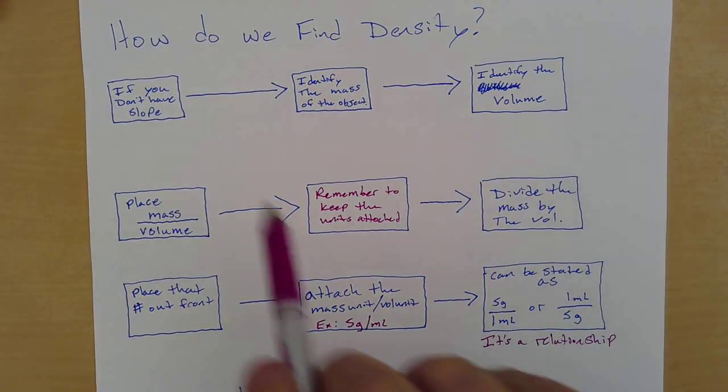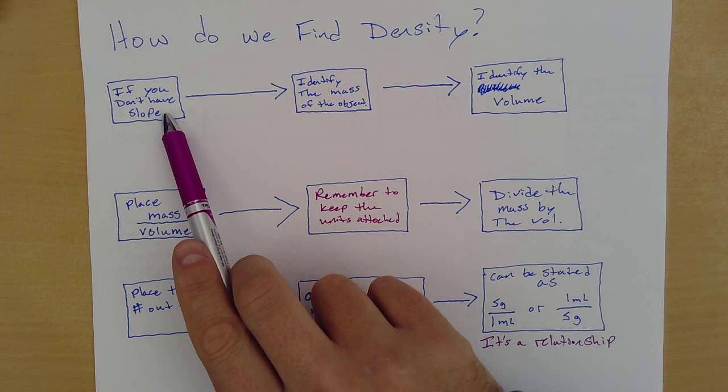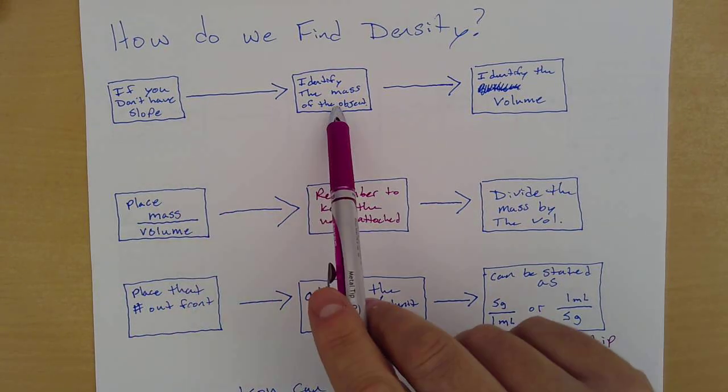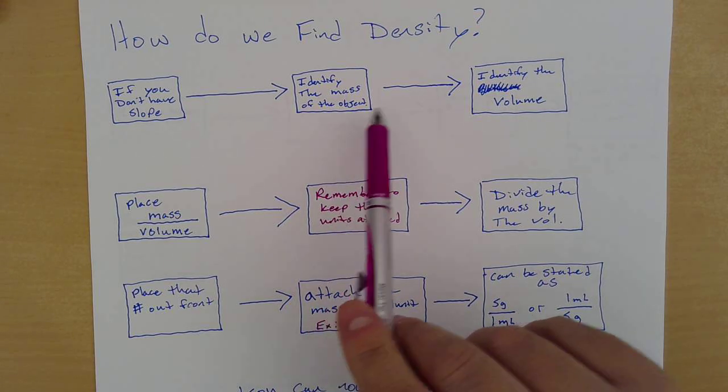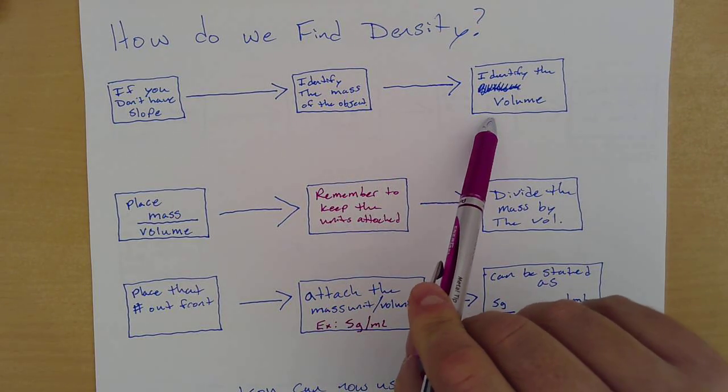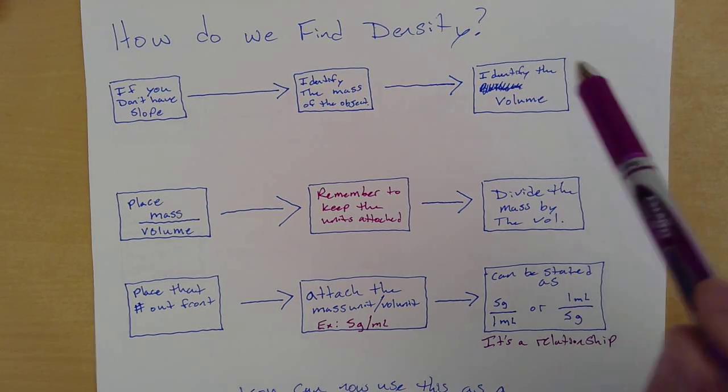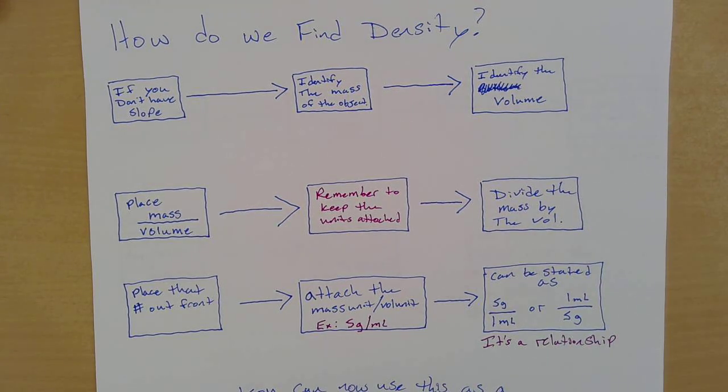The other problem is, what if we don't have slope? If you don't have the slope, it's just a little different. First, you're going to identify the mass of the object, and then identify the volume, because I probably don't have a line graph. But if I do, I can use the information on it.